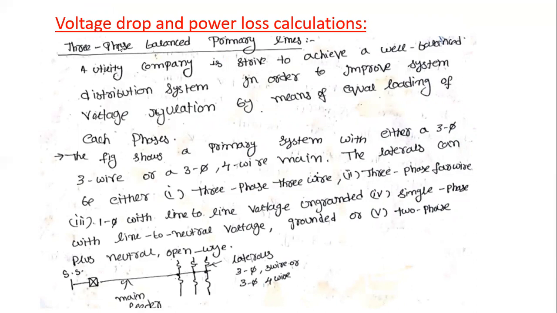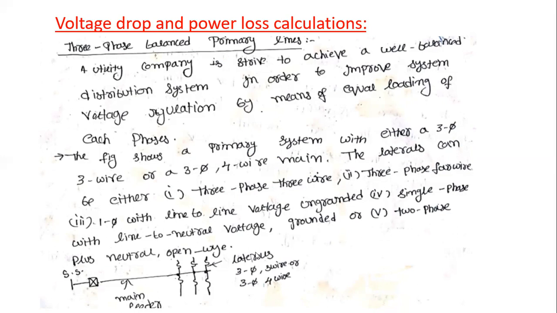Before calculating the voltage drop and power losses, note that three phase balanced primary lines are normally used in distribution systems. In order to improve the system voltage regulation, equal loading of each phase is done.